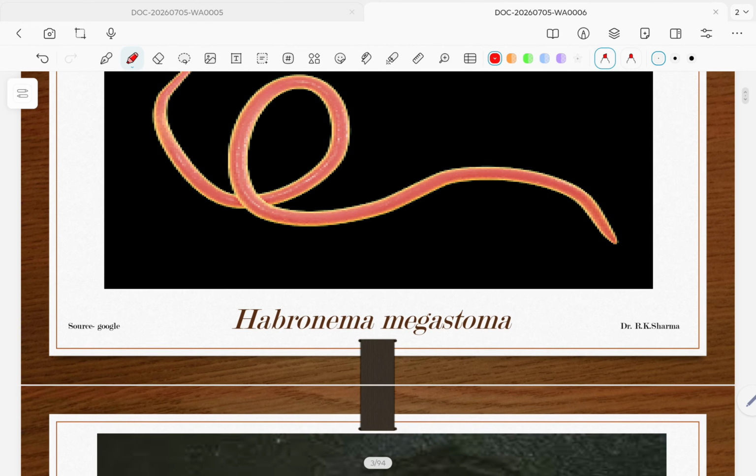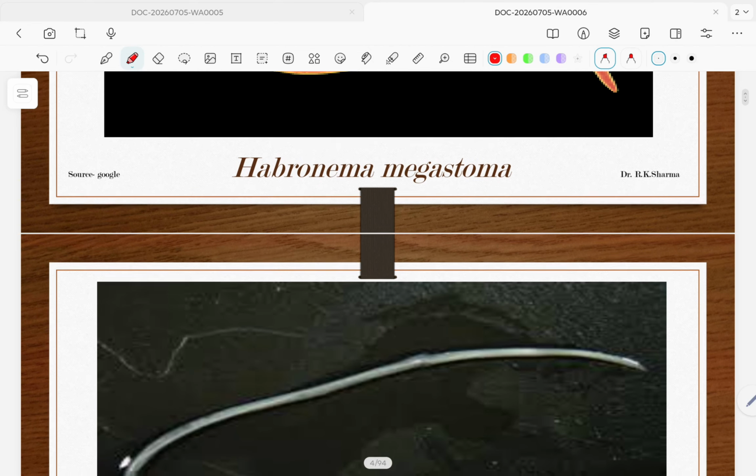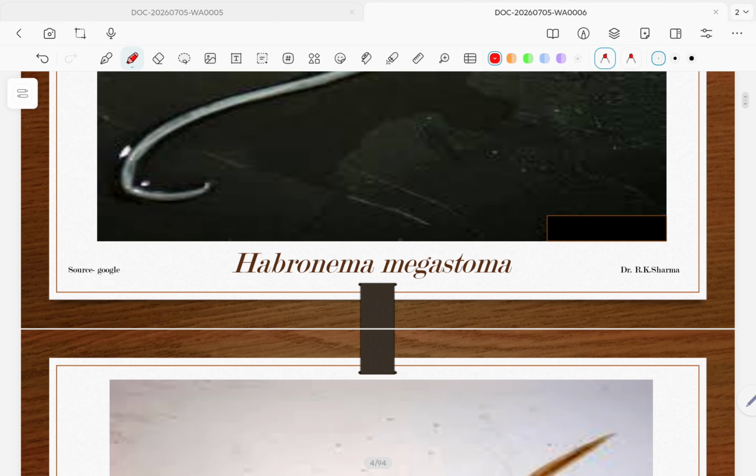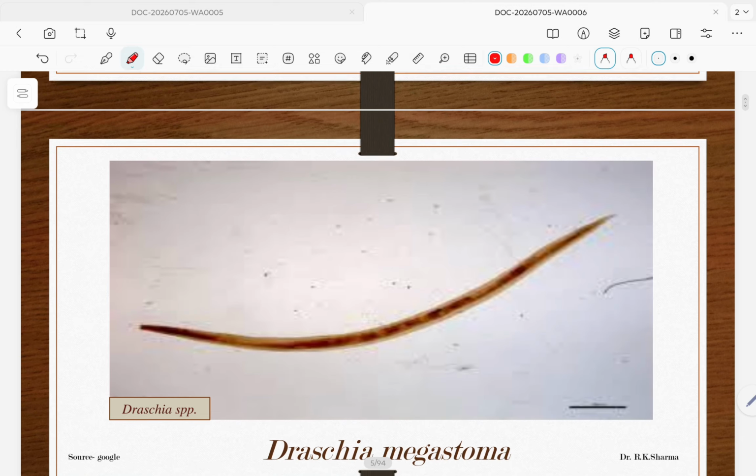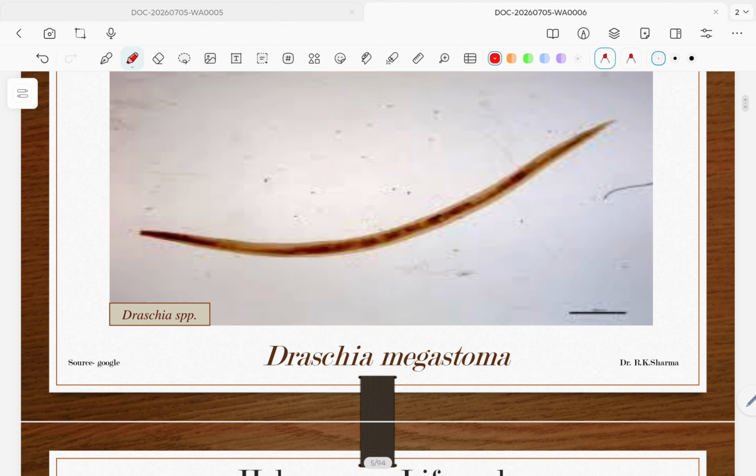Habronema megastoma, also known as Draschia megastoma.